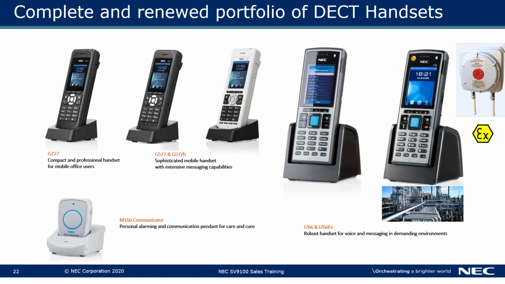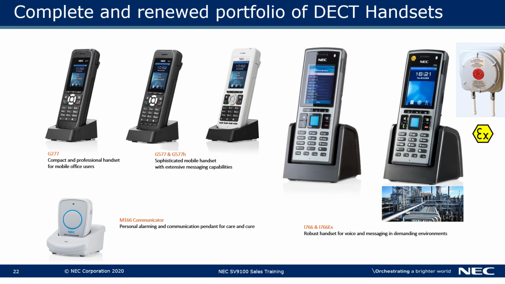Now on the right there you have the white version of the 577, which is what we designate the G577H. What's different about this phone is it is intended for the healthcare environment. This is very current, as you can imagine, just at the moment, in that the handset is covered in an antibacterial material that can be washed to healthcare standards.